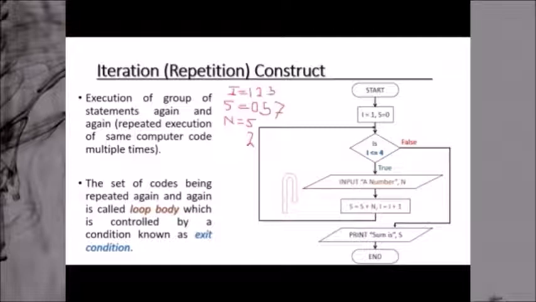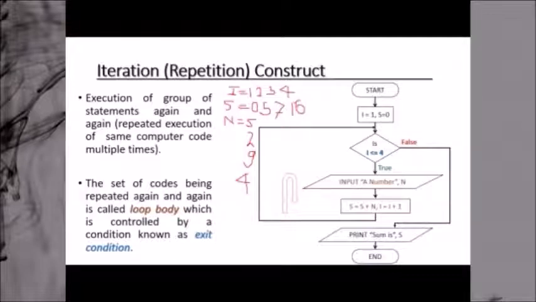Now your I is 3. Again you move to the same place. Is 3 less than equal to 4? Yes. Again enter a number. Suppose this time I enter 9. So s is equal to s plus n, that is 7 plus 9. So 7 plus 9 is 16. And I is equal to I plus 1. I becomes 4.